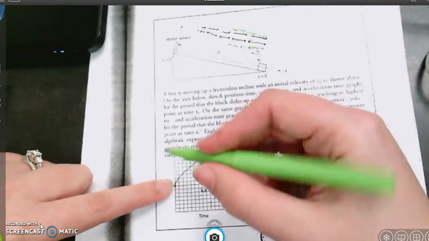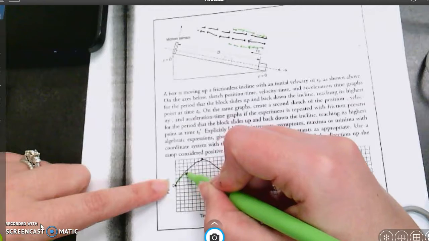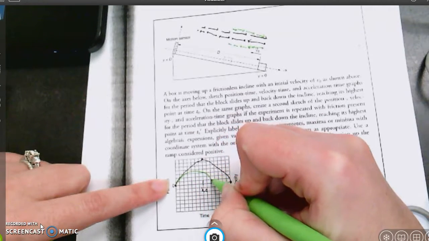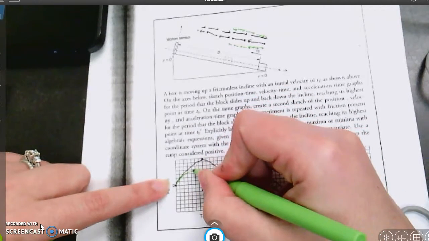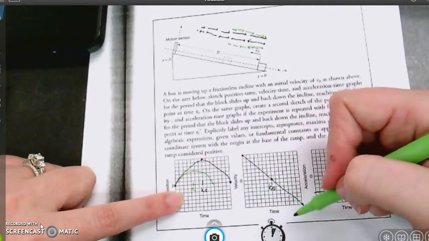Okay, so when we graph it, initially our position is going to start out the same because we have that same starting velocity. But it's going to be kind of squished. We're not going to reach as high, and we're not going to cover as much distance. So it might look something like this with our maximum height occurring sooner.